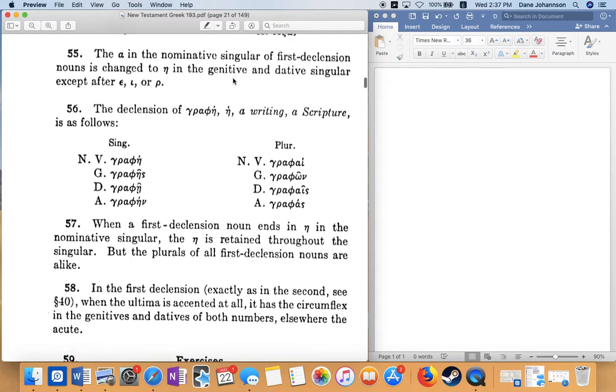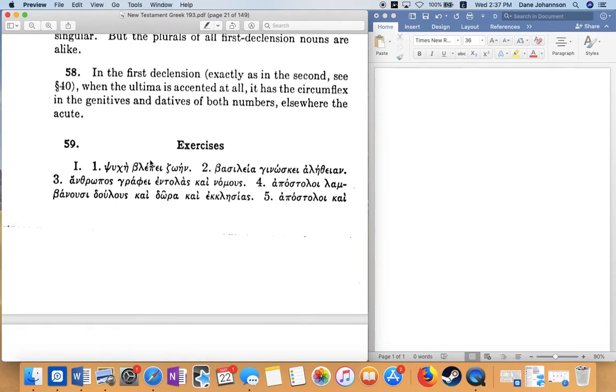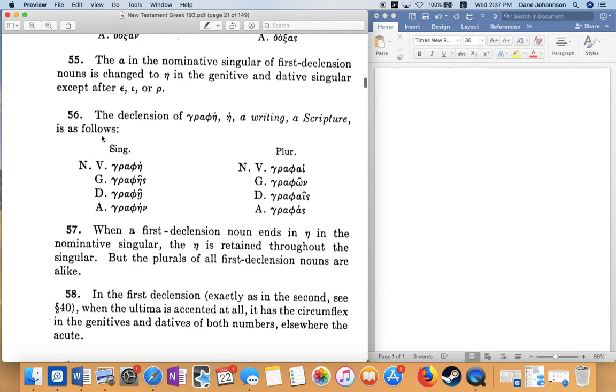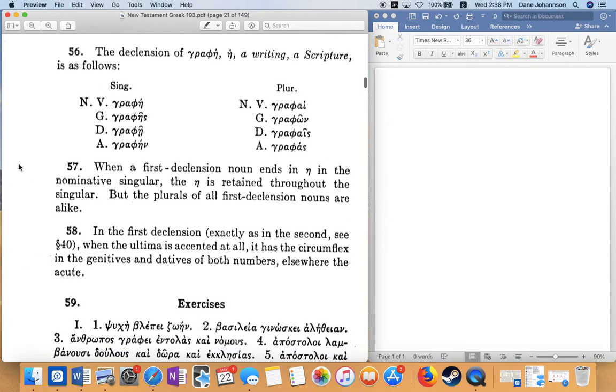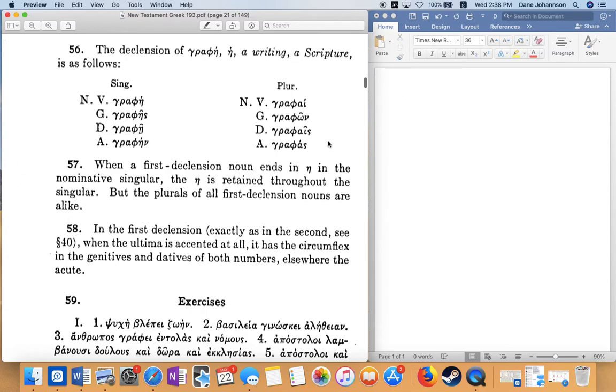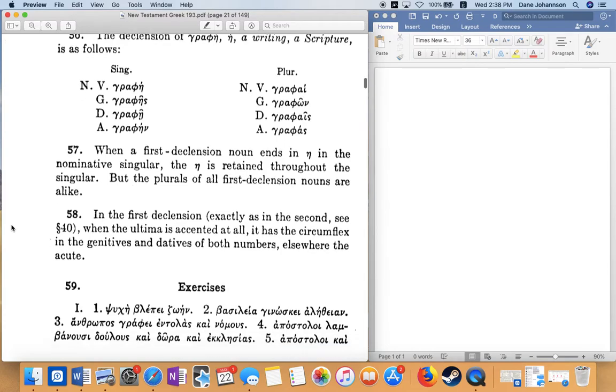Obviously, some of these early ones you definitely want to put to memory, and one of the best ways to do it is write over and over. So I would get on a piece of paper or my computer and write graphie, writing, scripture, graphis, of a writing or scripture, graphie, to a writing or scripture, graphine, the writing or scripture, graphe, writings, scriptures, graphon, of the writings and scriptures, graphes, to the writings and scriptures, graphas, the scriptures, the writings. I would just seriously go, that's a method I learned. Some of this stuff you just have to learn rote, and then the rest kind of comes intuitively.